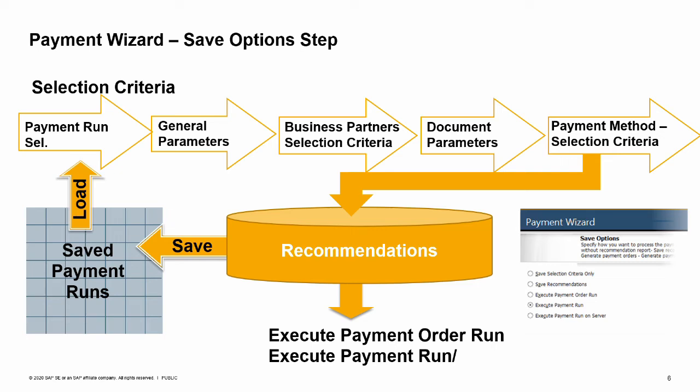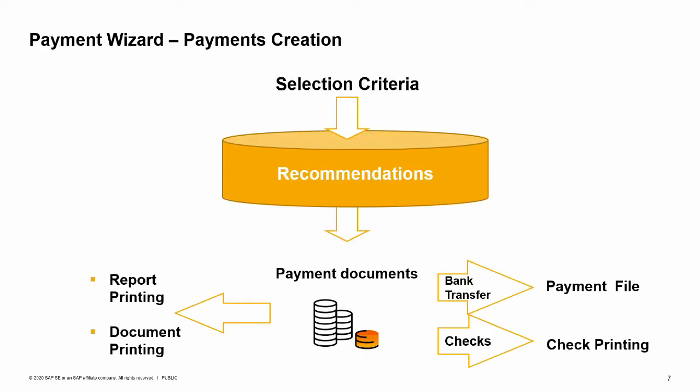The fourth option, Execute Payment Run, simply executes the payments. And the last option, Execute Payment Run on Server, allows the user to set a scheduled time, delayed time, for execution. When you execute the payments, the system automatically creates the payment documents for your accepted recommendations.